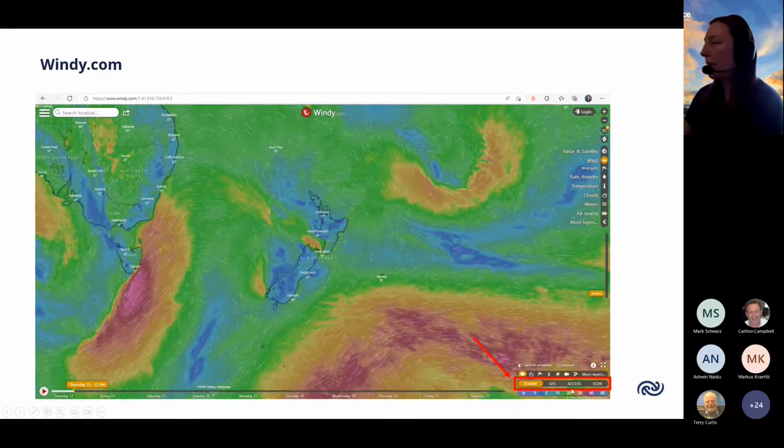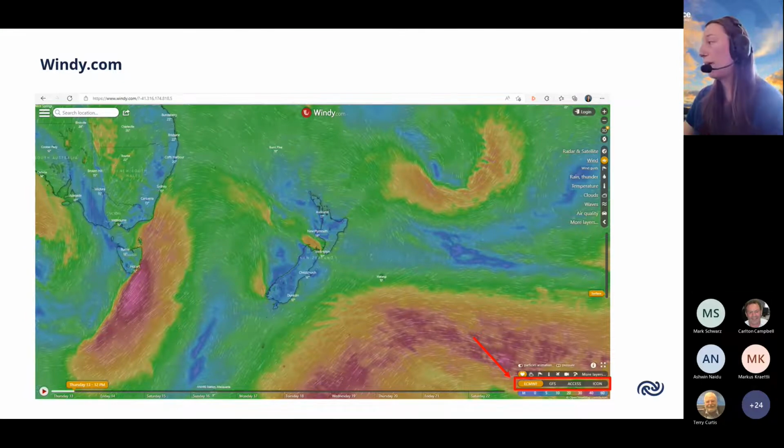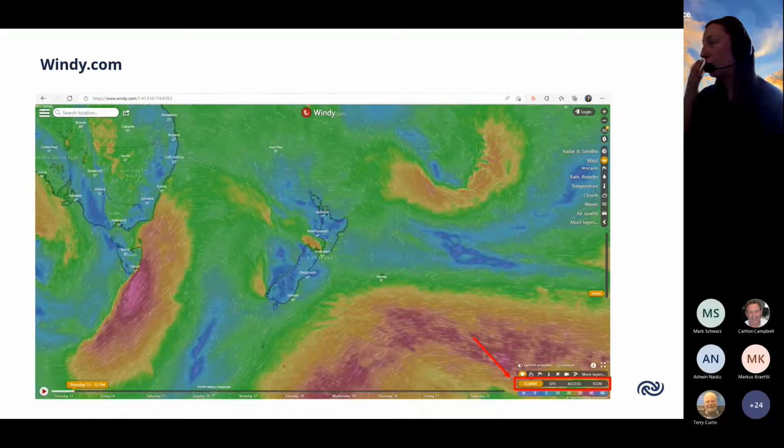There is also the Access and the Icon model down here. We don't use these at Met Service, but I believe the Access is a BOM model, and Icon is from the German weather service. It's important to bear in mind that this is purely model data.